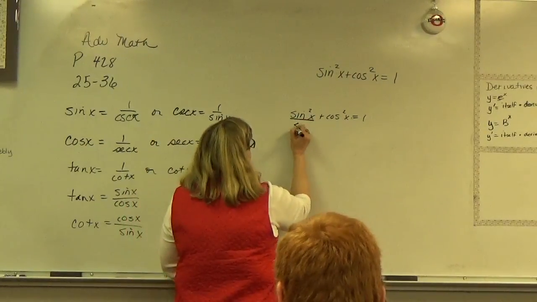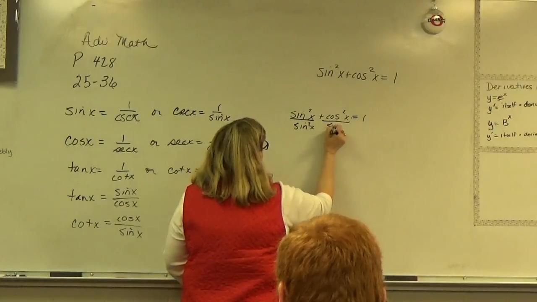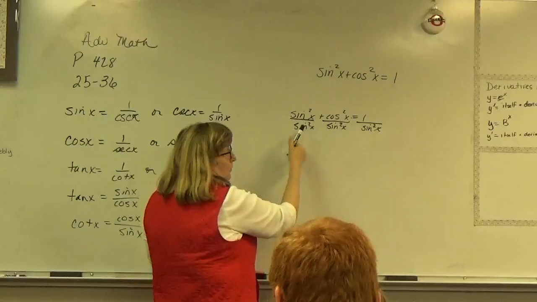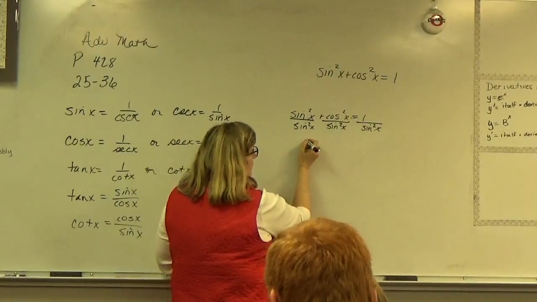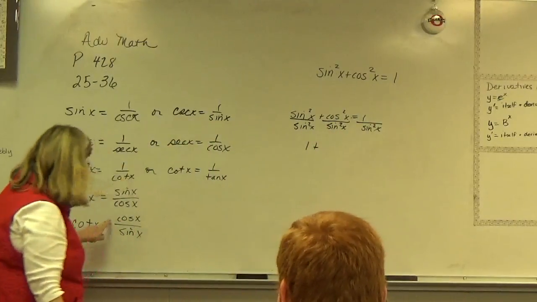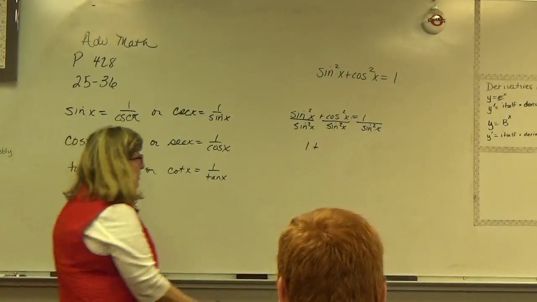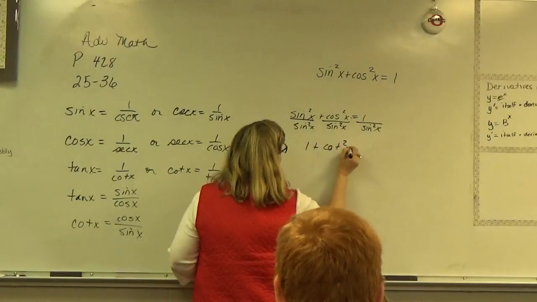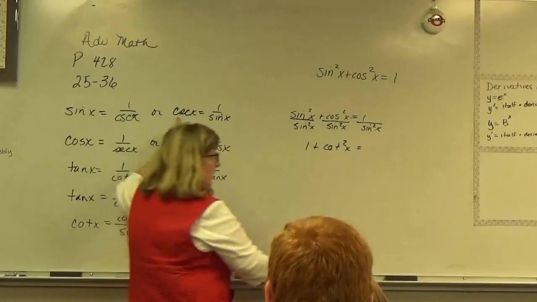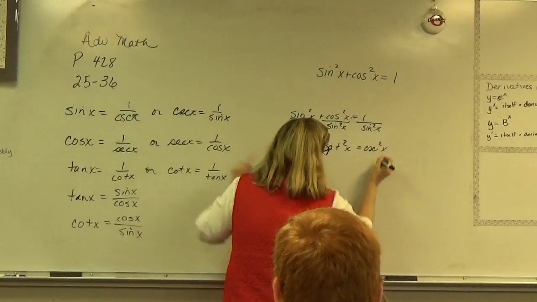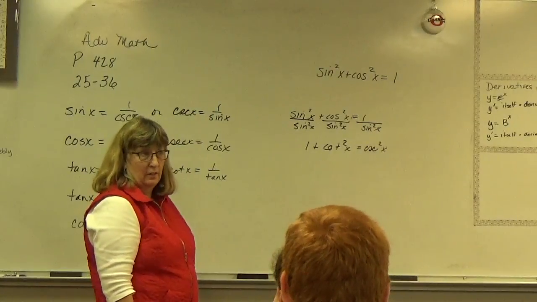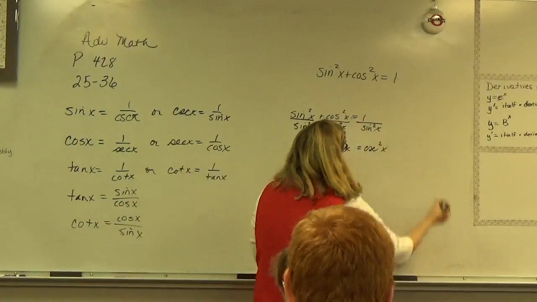Notice what happens. I'm just getting it set up. Sine squared over sine squared is 1, right? What's cosine squared over sine squared? Don't we know that's cotangent squared? And what's 1 over sine squared? Don't we know that's cosecant squared? Look on your sheet. Isn't that one of the Pythagoreans, those first 3? See it?